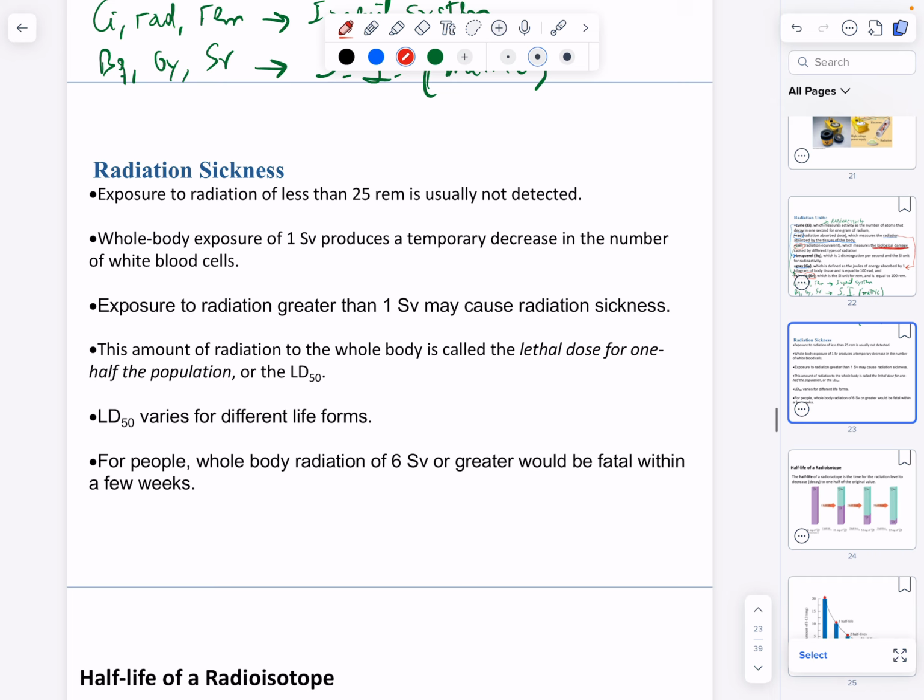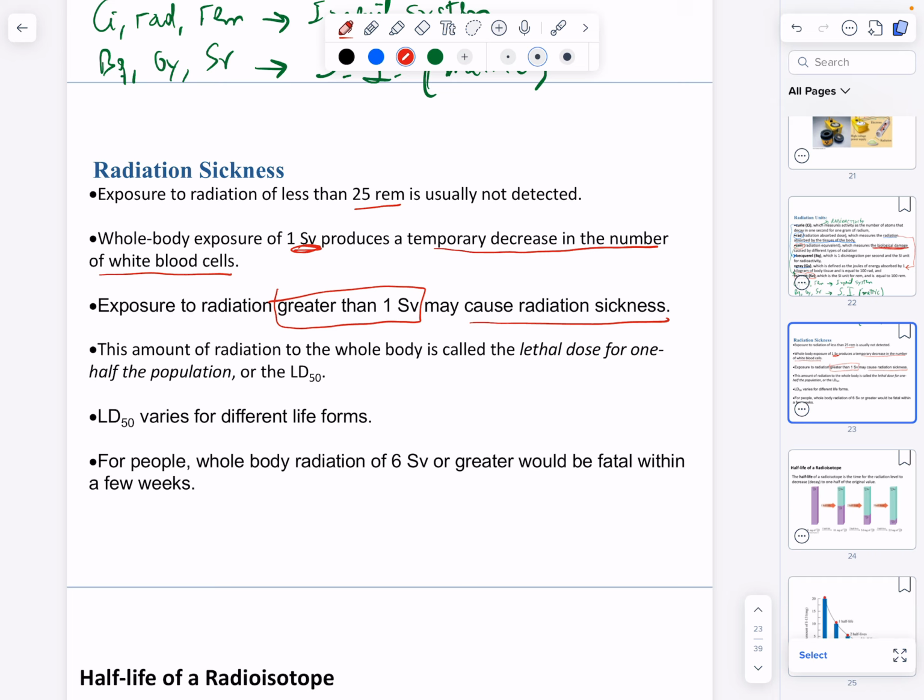Radiation sickness. Exposure to radiation of less than 25 rem is usually not detected. Whole body exposure of 1 sievert produces a temporary decrease in the number of white blood cells. That means your immune system starts being attacked. Exposure to radiation greater than 1 sievert is going to cause radiation sickness. That's the one where you start losing hair and start puking like chemotherapy.